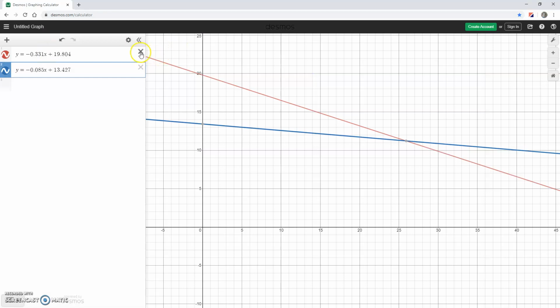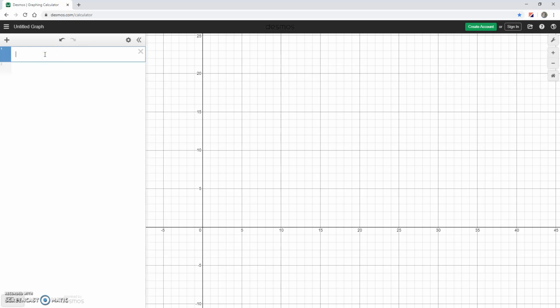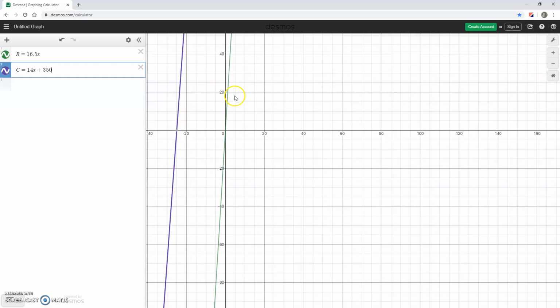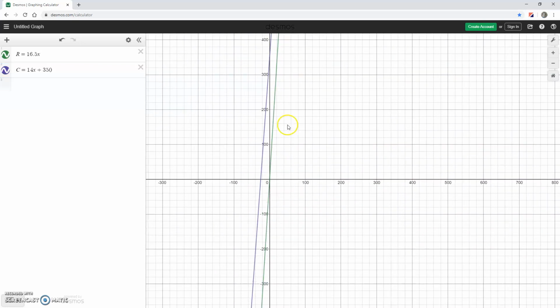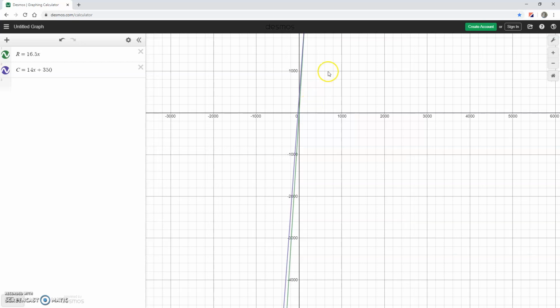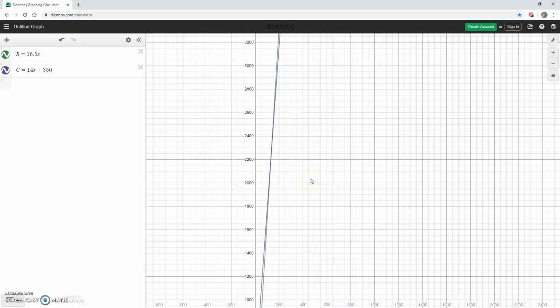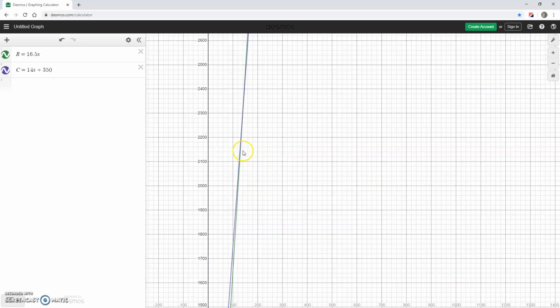So we can go back and delete what we already typed in by clicking these X's over in the corner and type in our two new equations, R equals 16.5 times X and C equals 14X plus 350. Again, what we're looking for is the point of intersection because we want our revenue to be equal to our cost. So we can zoom out until we start to see these two lines, and try to zoom back in to find that point of intersection.